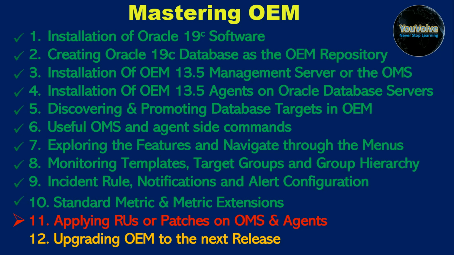So today's main topic is to learn how to apply release updates, or RUs, or patches on OMS and the agents. So what is a release update in OEM? It's the same as a PSU or patch set update that we apply in a database home, which includes security and bug fixes, so we can use the words RU or PSU interchangeably.